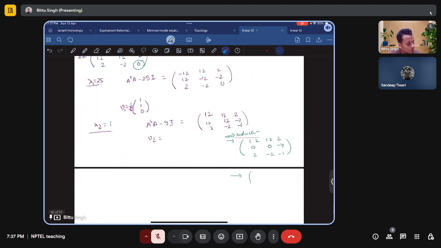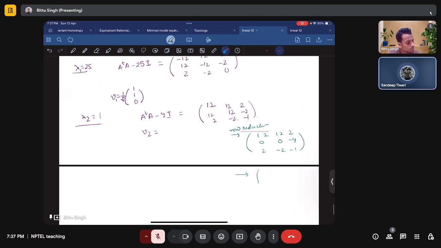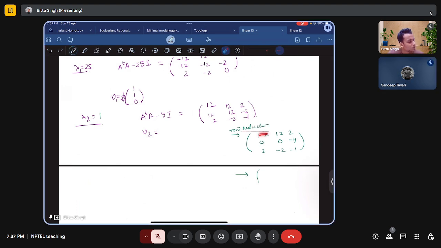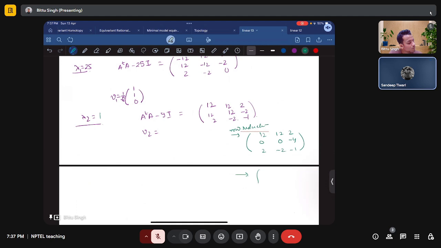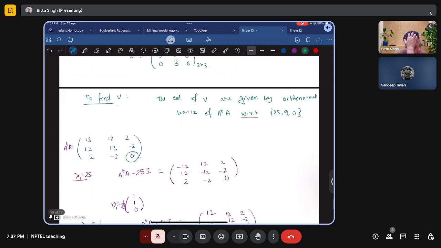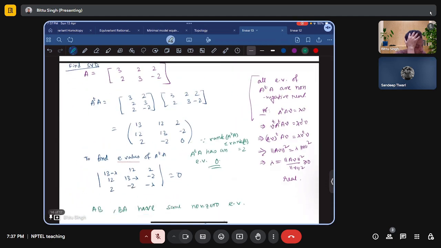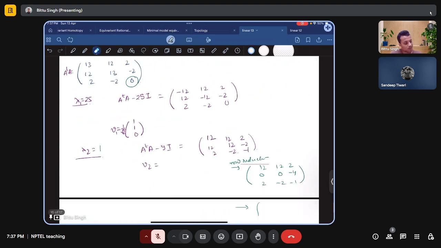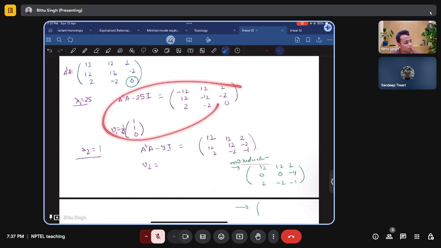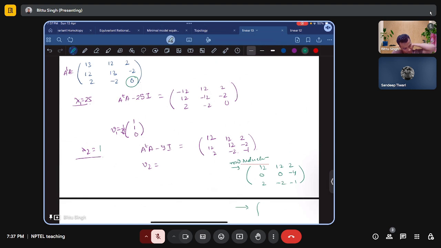Maybe something is wrong. I think we have calculated A transpose incorrectly. Yes, A transpose A is correct. Sorry, sir, A transpose. Maybe there is some computation issue, but if we start with A transpose A, then it is clear that one eigenvalue is 25, then the other must be 1. 25 is an eigenvalue, right? Because we are getting a solution. So another must be 1. So this is A transpose A minus 1 I.